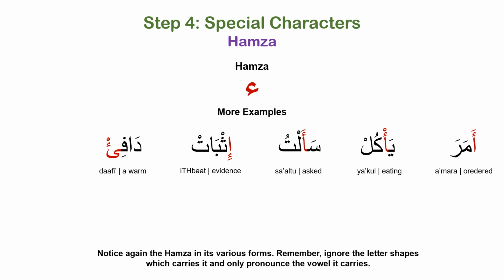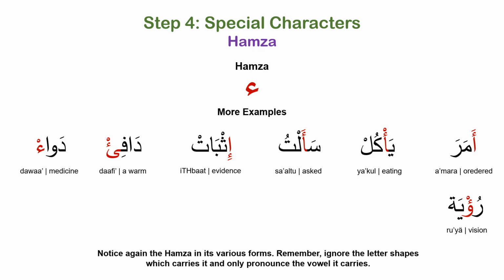Dafi. Again, here the Hamza is sitting on a completely new letter shape. It's carrying a sukun, but we know that makes half the sound, so we pronounce the word dafi, which means warm. Dawa. Here the Hamza is standalone, carrying a sukun, so the word is pronounced dawa. Ru'ya. Here again, the Hamza is sitting on a waw letter shape in the middle of the word and carrying a sukun, and it is pronounced ru'ya.